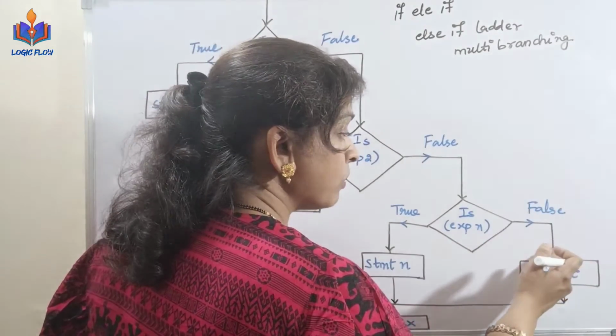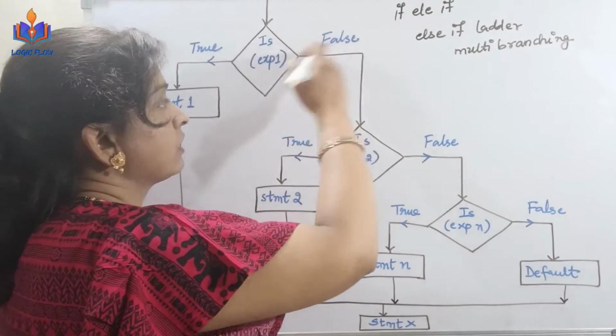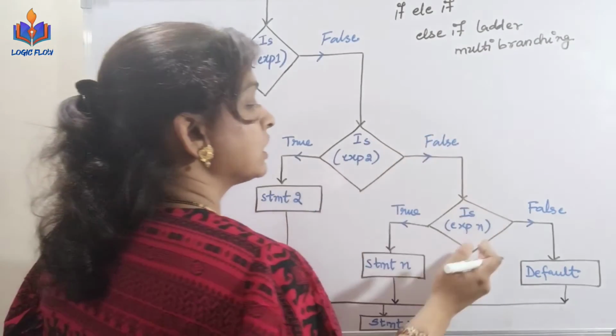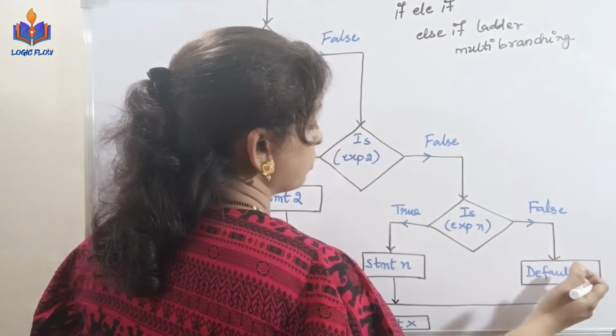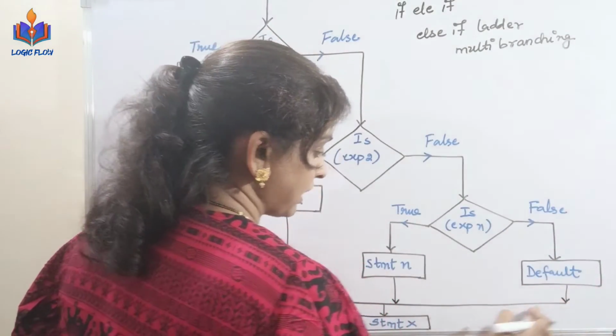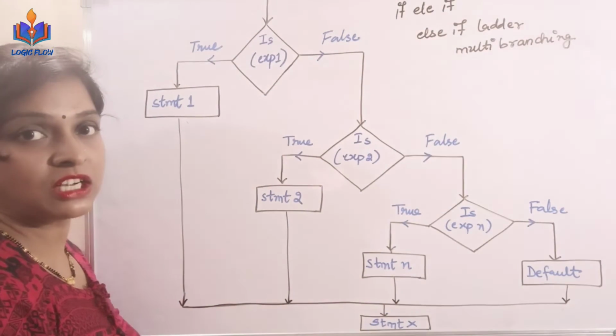If you have one more, you will have one more decision making. See, decision making, false. If it is false, once again decide. If it is false, once again decide. If it is false, nothing to check, straight away execute some default statement and then control goes to statement X. Hope you have understood this flowchart clearly.